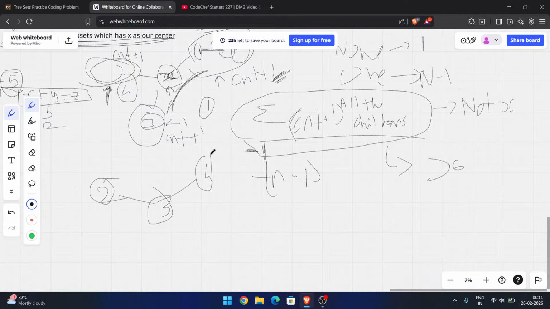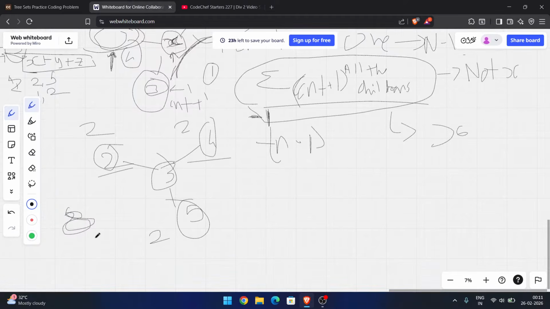So till now, 4 was connected to 5. Till now, I was calculating all the cases which don't include 3 but have 3 as a center. So that would be 1 into 1 into 1. Sorry, 2 from here, 2 from here, 2 from here. So that would be 8 cases. What were these 8 cases? If I pick these 2 and these 2, if I pick these 2 and these 5, if I pick all 3. So there were a total of 8 cases.